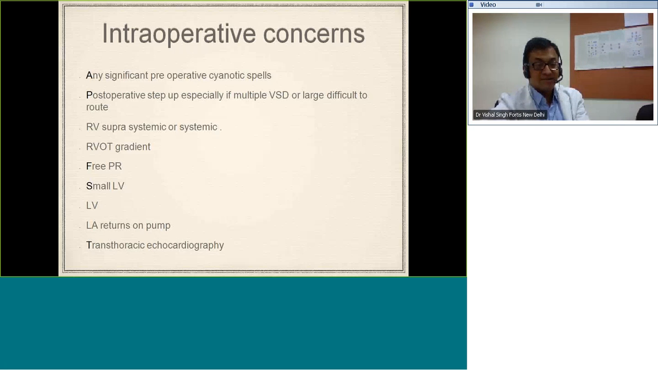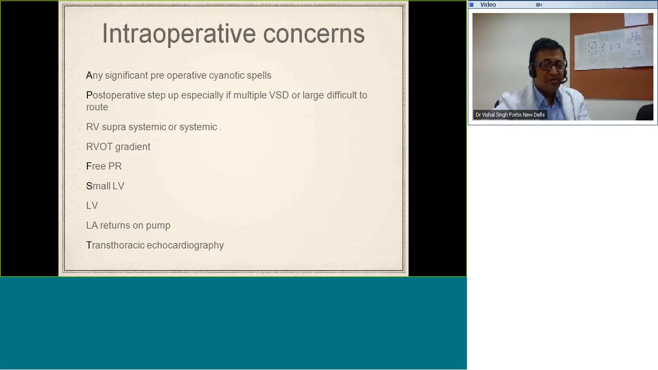Besides, those with very large returns on pump, which indicates significant collaterals. Most of the tetralogies which present late have either a catheterization study or a CT angio beforehand to see the collaterals, and if the collaterals are very big, sometimes they are even embolized at the time of catheterization. But there are many situations where you have minimal, very small collaterals, you cannot do anything to correct them, but they turn up as huge returns on pump and lead to a lot of LV volume overload later.